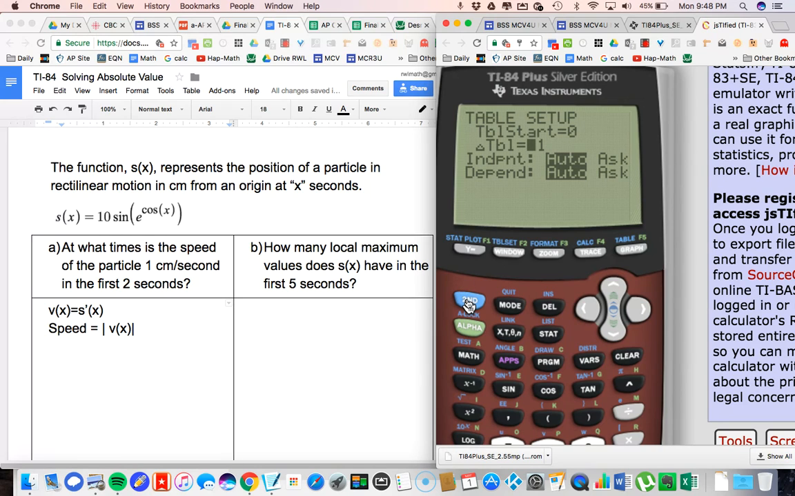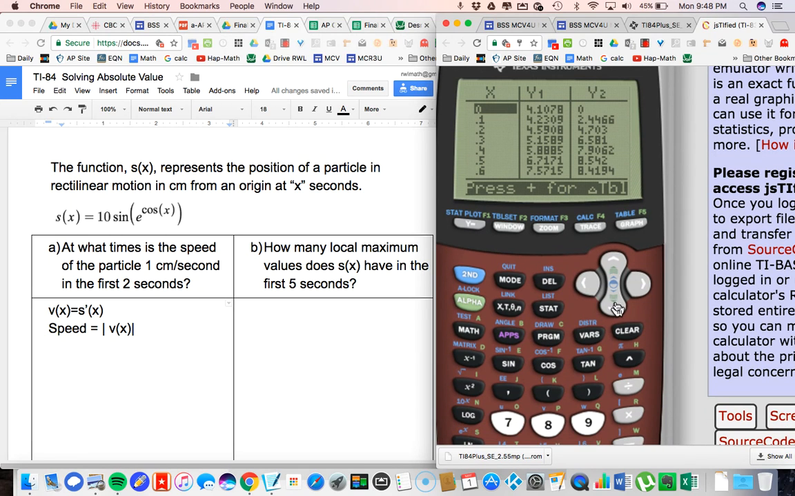So I've set up the table, and then I go second function, table. And first of all, I need to be over in Y3, right? Y3 is my speed one. So Y1 is position, Y2 is velocity, Y3 is speed. So it looks like the speed hits 2 somewhere between 0 and 0.1 rather. So I'm going to keep going down. So 6.085, 4.1, 2. Oh, look at this. So it looks like it hits 1 centimeter per second, not 2.